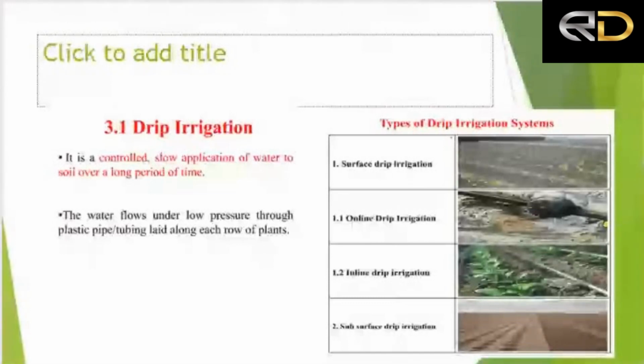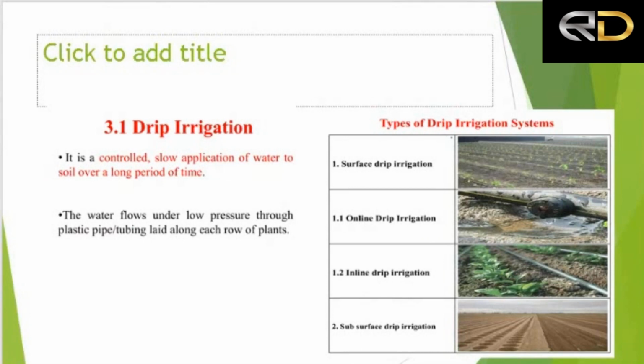Plastic pipes, tubing lay along each row of the plants. So these are the types of drip irrigation. Like when you give water on the surface, or in the soil, this is one kind. Online drip, where you give it at a point, is the second type. Inline drip irrigation is how you can give water in between two rows. So this is one example. And subsurface drip irrigation: if you want to give water beneath the surface, we can fit the drip lines there and water the plant.